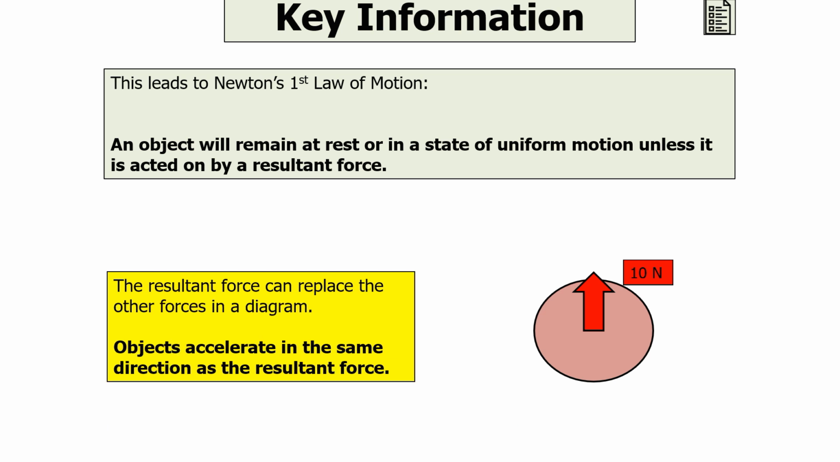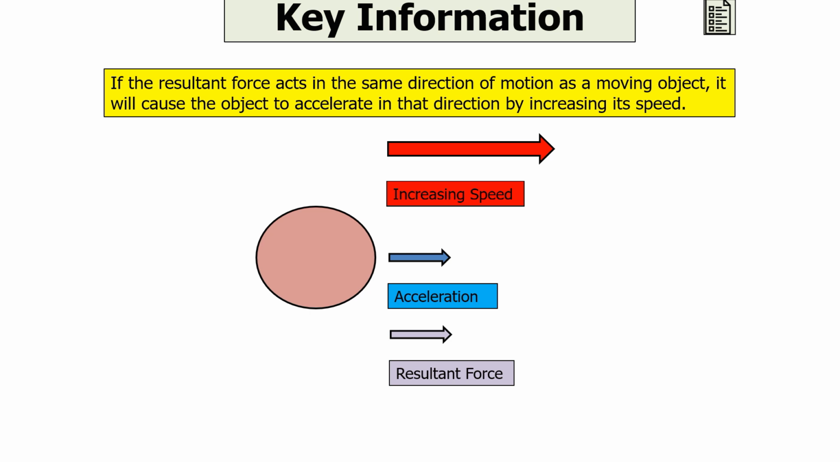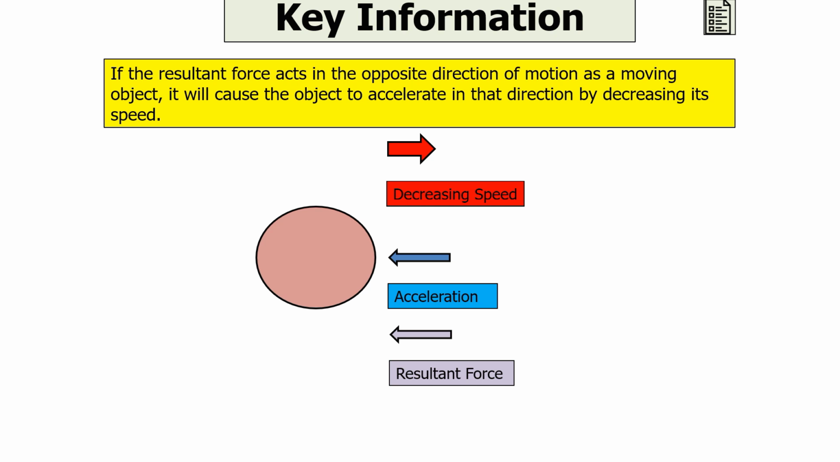Now, we should be aware that objects accelerate in the same direction as the resultant force that acts upon it. So if a resultant force acts on a stationary object, it will cause the object to accelerate in that direction. If the resultant force acts in the same direction of motion as a moving object, it will cause the object to accelerate in that direction by increasing its speed. If the resultant force acts in the opposite direction of motion for a moving object, it will cause the object to accelerate in that direction by decreasing its speed.